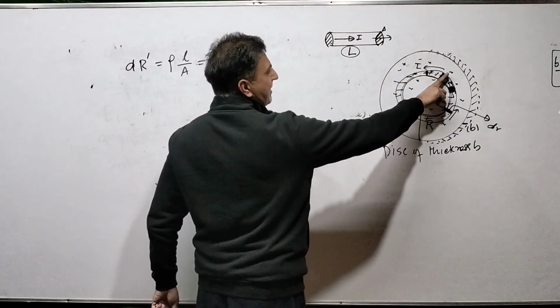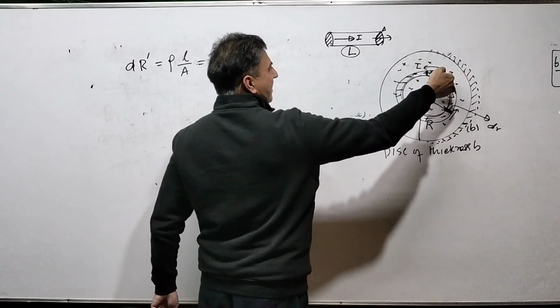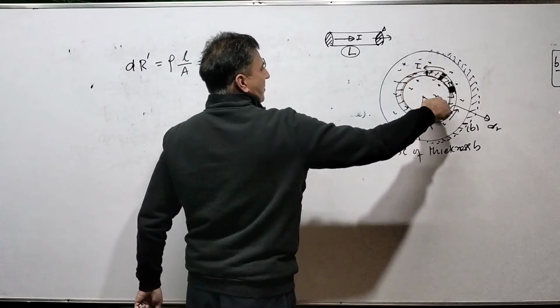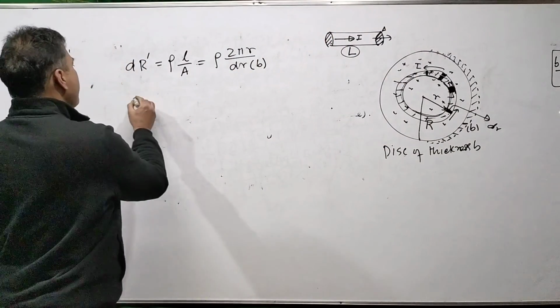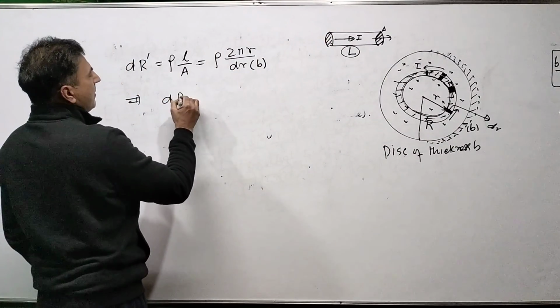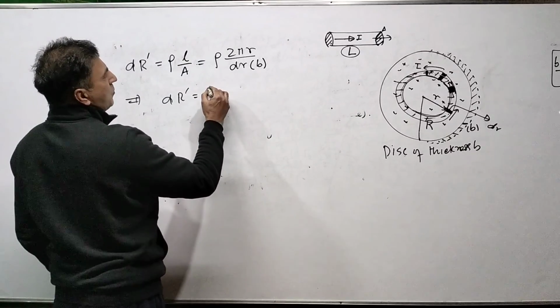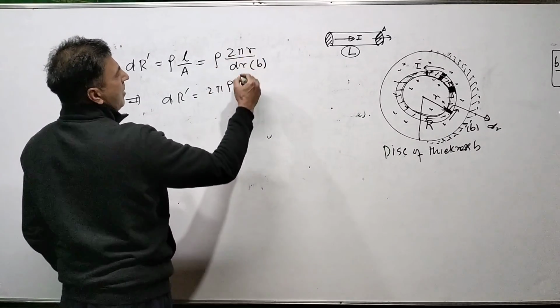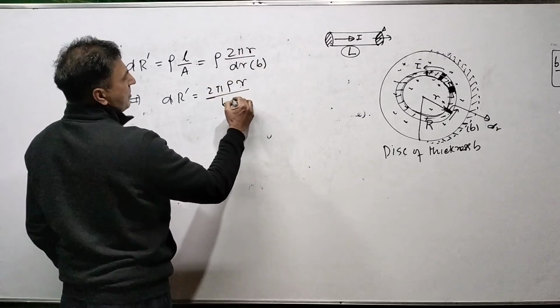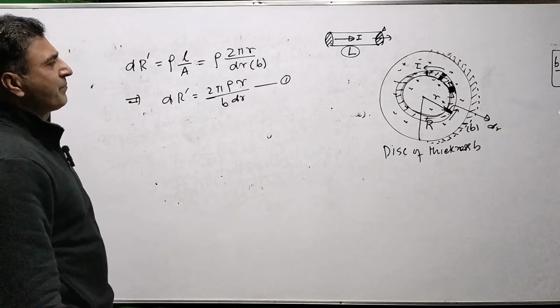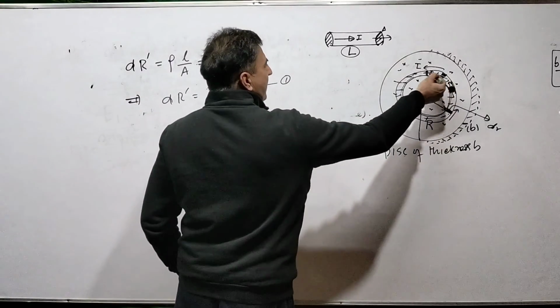Concentrate on this dr; b is inside, so dr into b is the area through which the current flows, right? Now I have to find, let me see what I can do. It is 2 pi rho r by b into dr. Let me keep it like this. What is the induced EMF in this element?